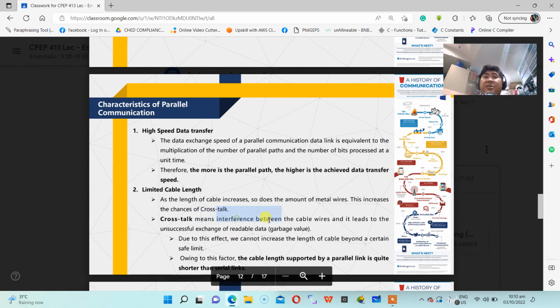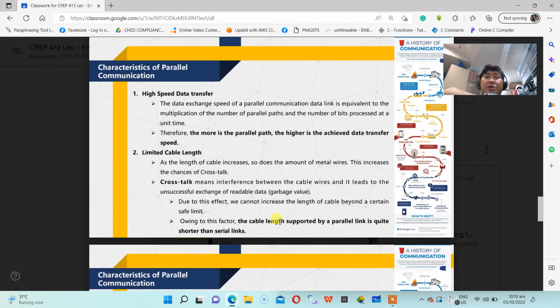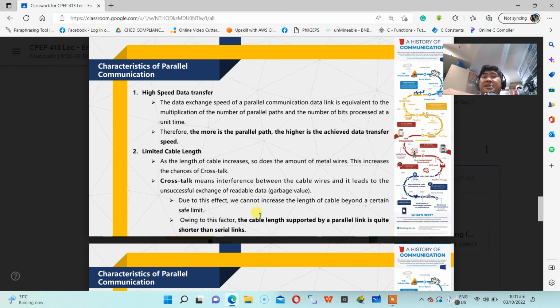Crosstalk means the interference between the cable wires, and it leads to the unsuccessful exchange of readable data, which gives you a garbage value, as I said earlier. Due to this effect, we cannot increase the length of cable beyond a certain safe limit. Owing to this factor, the cable length supported by a parallel link is quite shorter than a serial link.